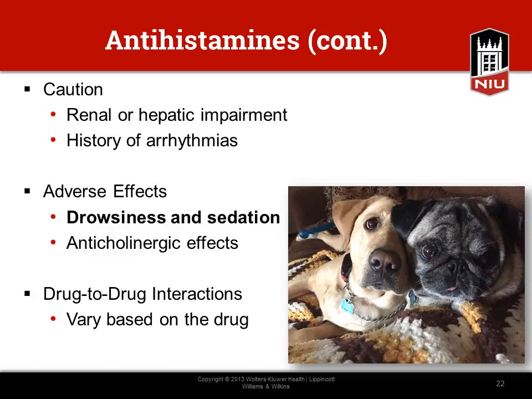We also have some anticholinergic effects, dry mouth big time, maybe some tachycardia, which is why we want to be cautious with the people with a history of dysrhythmias, and maybe some mild hypotension. Drug-to-drug interactions really vary based on the drug.